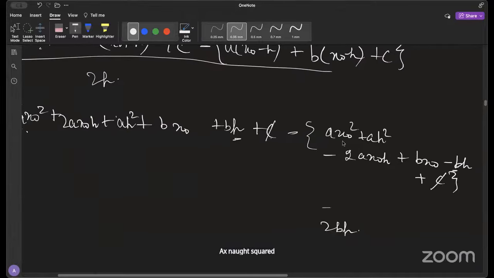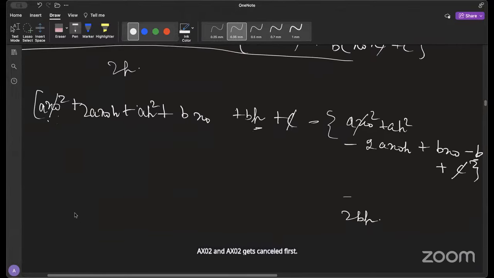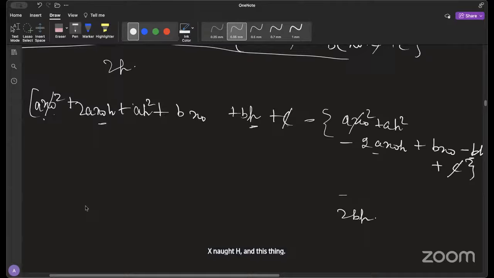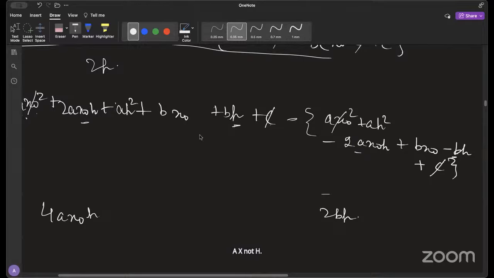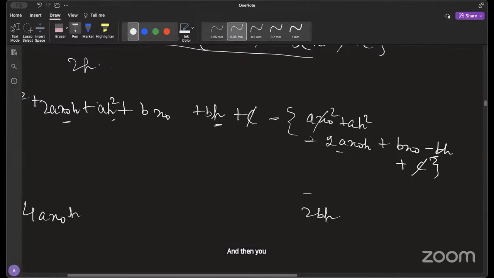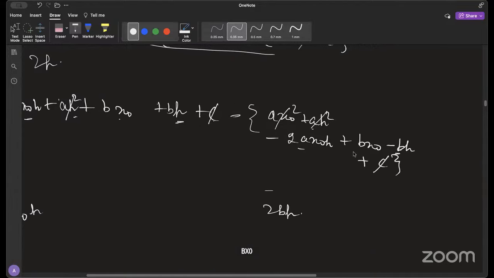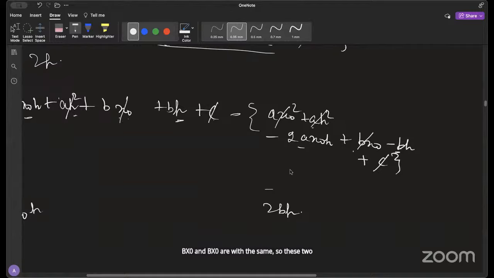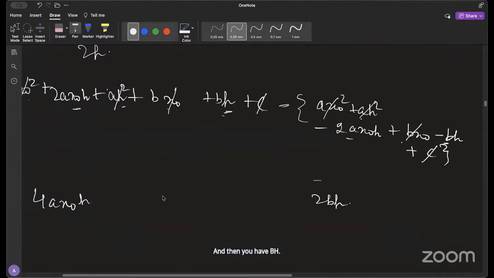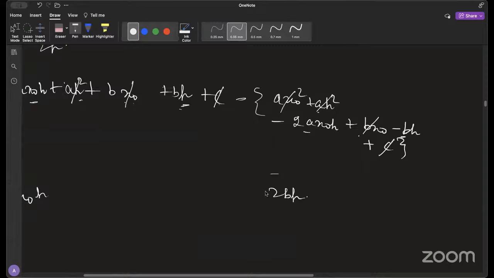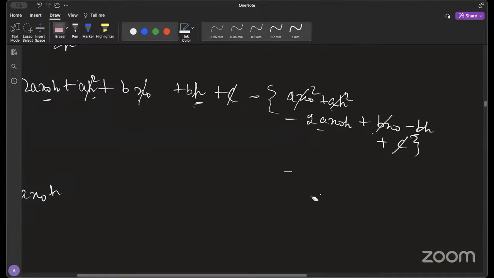a x naught square and a x naught square get cancelled first. Then this 2 a x naught h and this thing, these two add up and you'll get 4 a x naught h. And then you have a h square and here you have a h square, so these two get cancelled. b x naught and b x naught get cancelled. And then b h and b h add up to 2 b h.